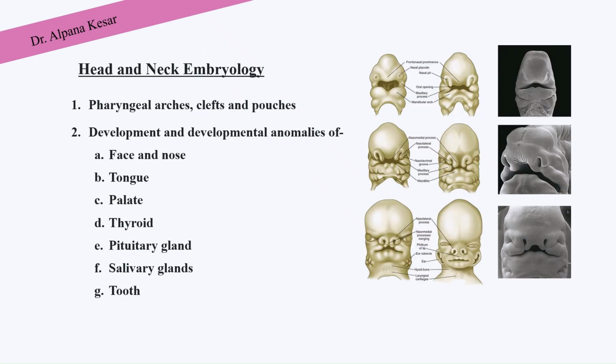According to the recommendations of Dental Council of India, after completing the general embryology, students directly go to the head and neck embryology. And in head and neck embryology, students must cover the following topics: pharyngeal arches, clefts, and pouches, development of the following structures, that is, face and nose, tongue, palate, thyroid, pituitary gland, salivary glands, and tooth. In this, development as well as developmental anomalies of these structures must be done.